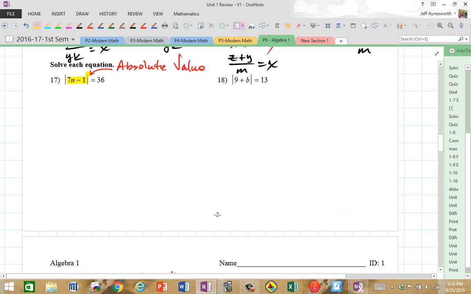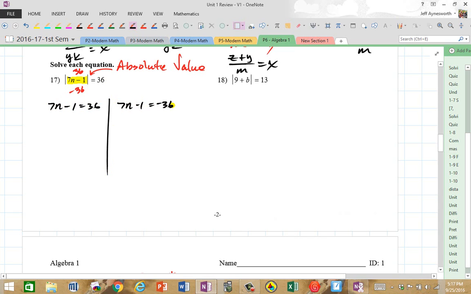This 7n minus 1, I know it could be equal to 36 or negative 36. Because the absolute value of 36 is 36. The absolute value of negative 36 is 36. Because both of these numbers are 36 units away from 0. So I actually have to solve two equations here. I have to solve 7n minus 1 equals 36. And I also have to figure out 7n minus 1 equals negative 36. I have to solve both.